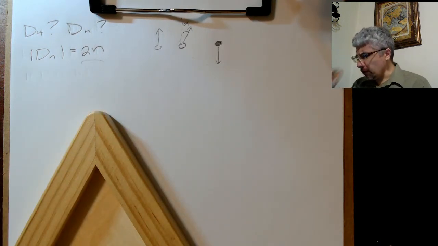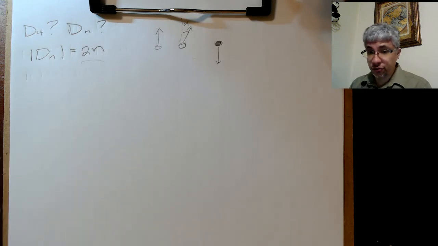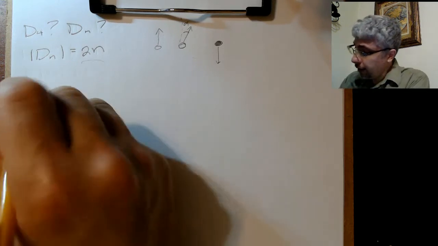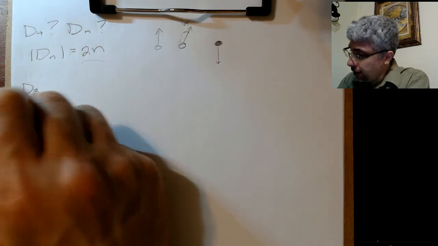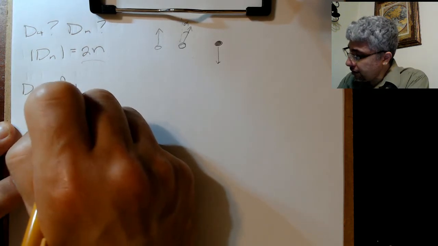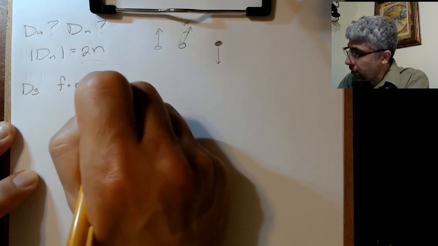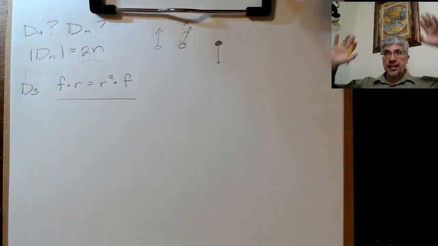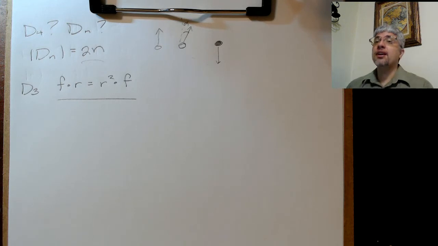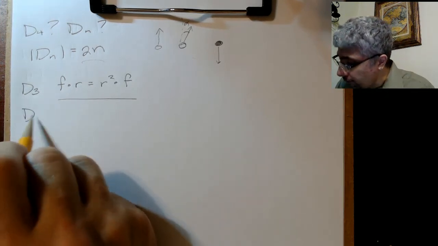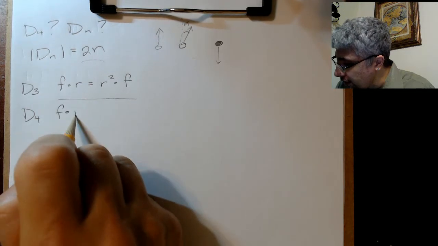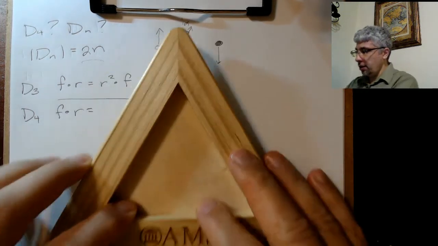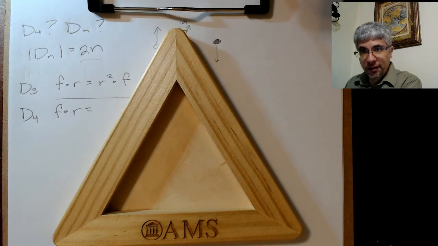Now, what's really important was we had this rule, right? For D3, f times r was r squared times f. And we saw this is key. If we can establish a rule like this, we can compute any table we want. Let's maybe look at D4. f times r equals what?